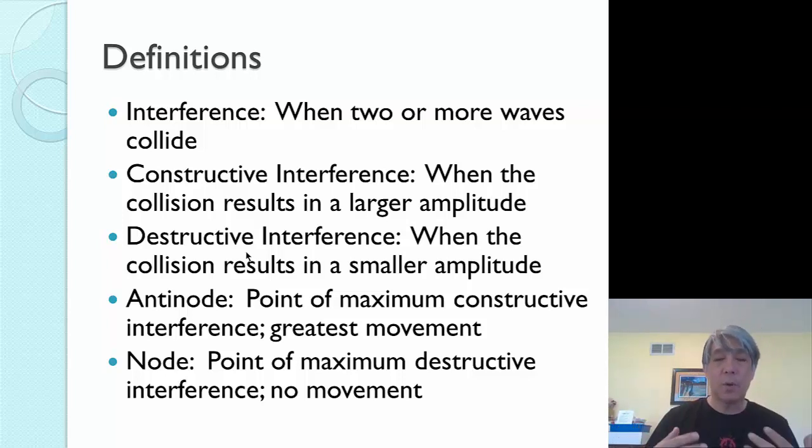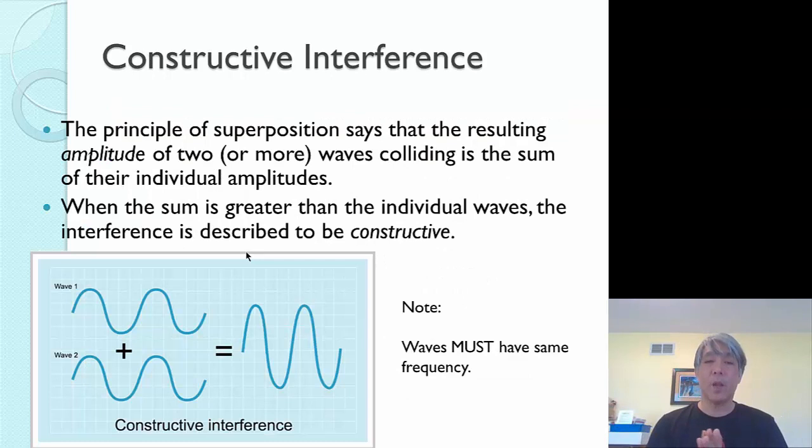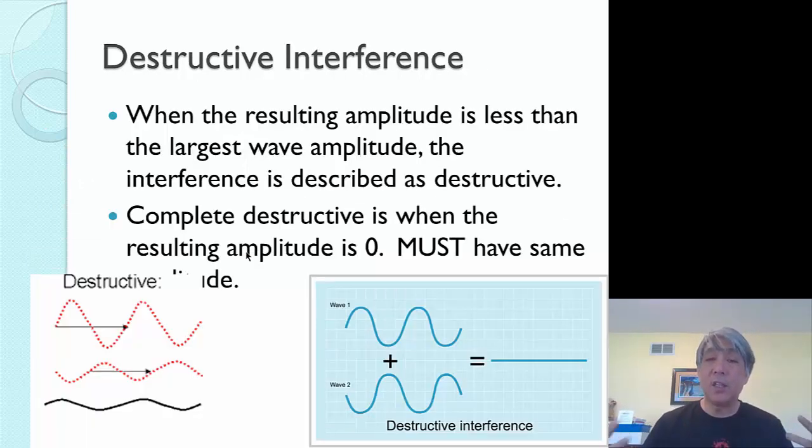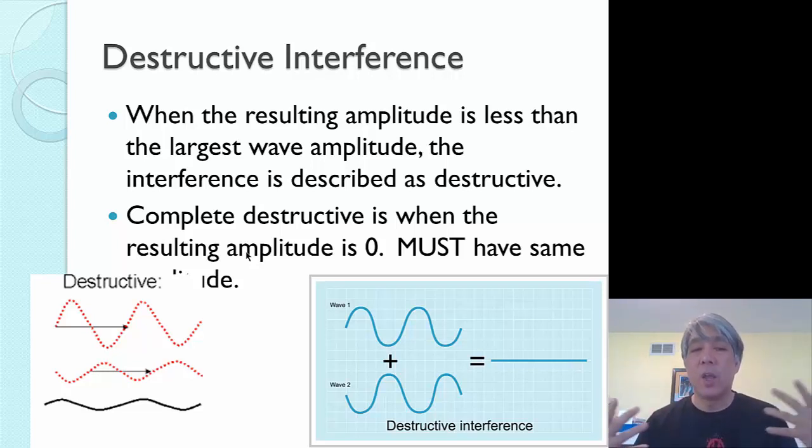A couple more definitions are antinodes and nodes. We'll see those more in the next set of slides, but an antinode is the point of maximum constructive interference, the greatest movement. A node is a point of maximum destructive interference, or effectively no movement whatsoever. The principle of superposition says these amplitudes are going to add together either constructively or destructively. In a constructive interference case, we'll end up with bigger waves, and in a destructive interference case, we'll end up with smaller waves. If my resulting amplitude is zero, the two waves have the same amplitude and are just offset from each other. Thank you.